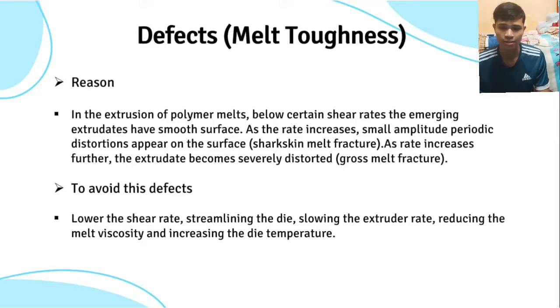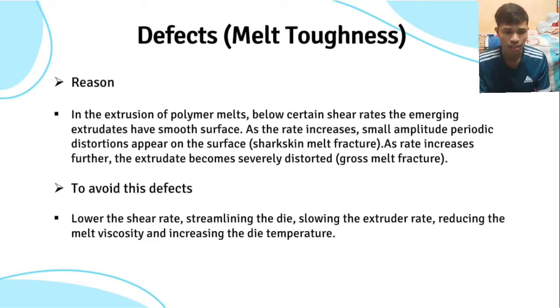Okay, next, the defect is melt roughness or melt fracture. In the extrusion of polymer melts, below certain shear rates, the emerging extrudates have a smooth surface. As the rates increase, small amplitude distortions appear on the surface, which is a sharkskin melt. As stress increases further, the extrudates become severely distorted, which is a gross melt fracture. For the plastic bag, which has a material of polystyrene, the extrudates may form a spiral.